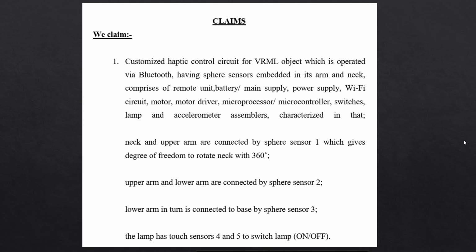So we claim that customized haptic control circuit for VRML object, which is operated via Bluetooth, having sphere sensors embedded in its arm and neck, comprises of remote unit, battery, main supply, power supply, Wi-Fi circuit, motor driver, microprocessor, microcontroller, switches, lamp, accelerometer, neck and upper arm connected with the sphere sensor 1, which gives the degree of freedom to rotate neck with 360. Upper arm and lower arm are connected by sphere sensor 2.